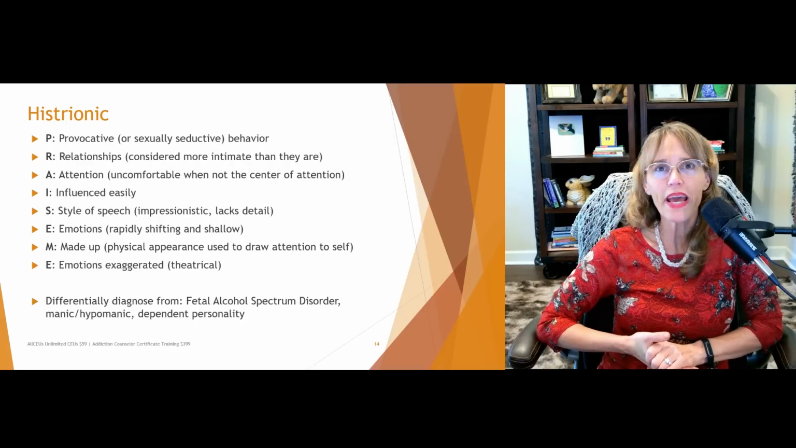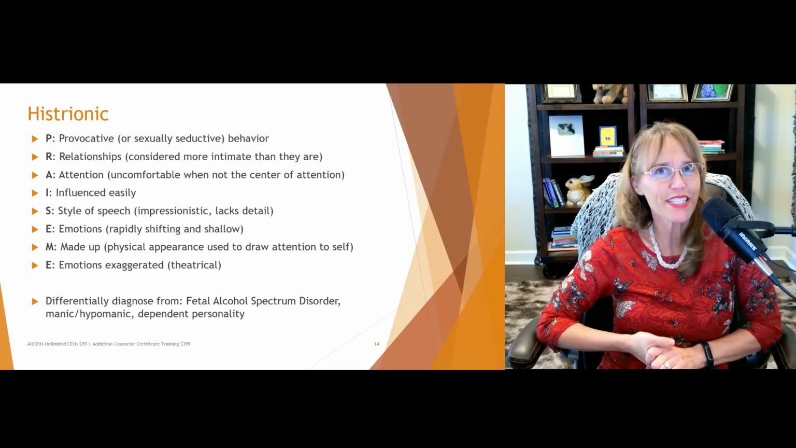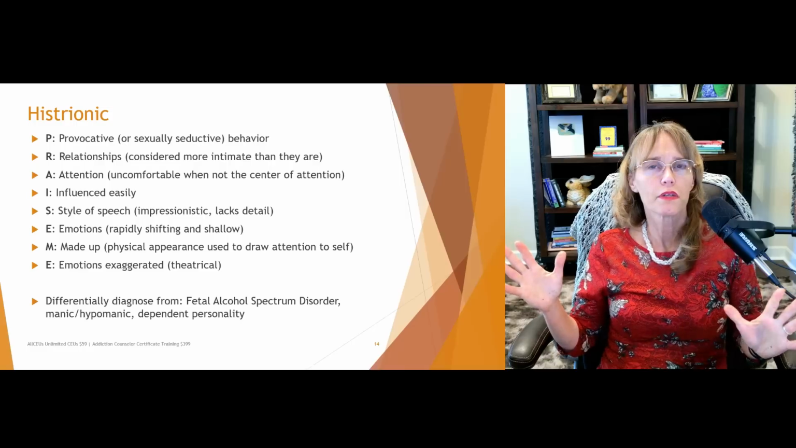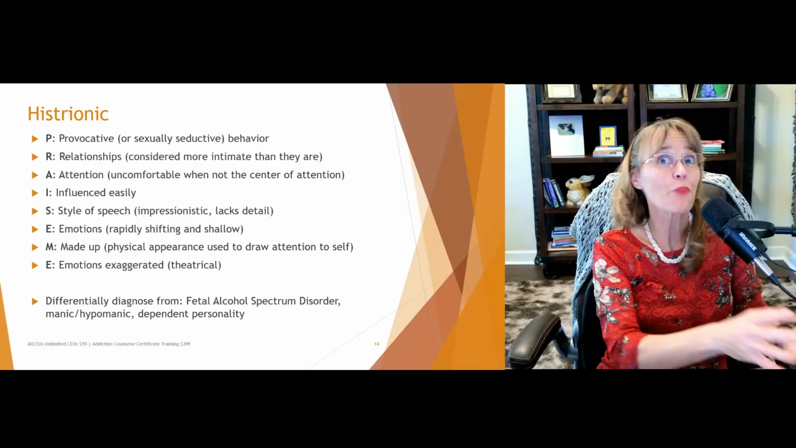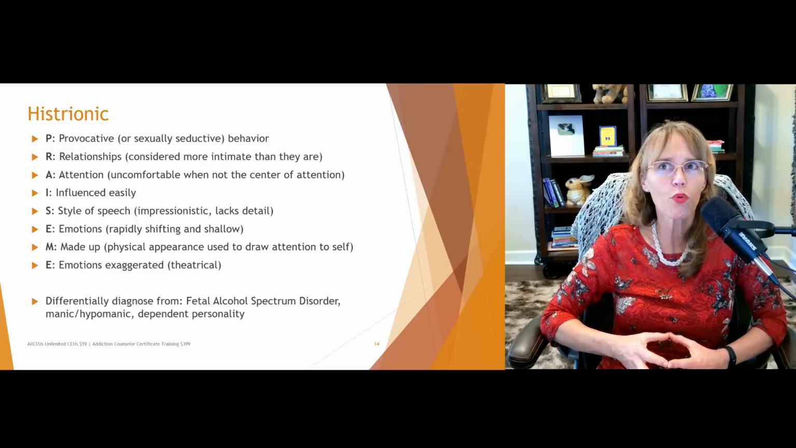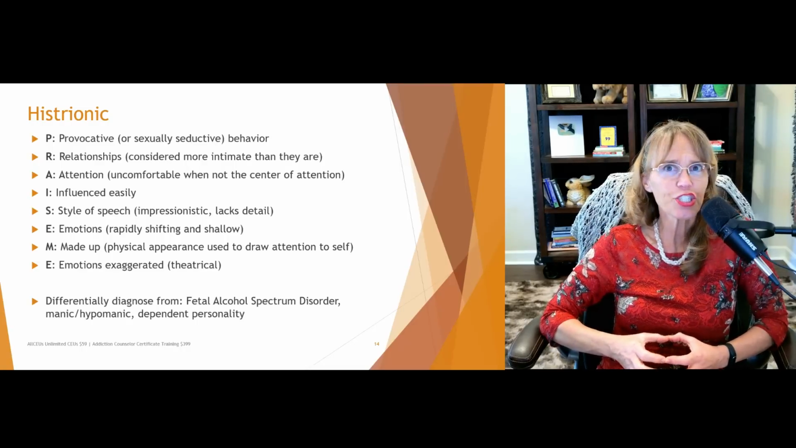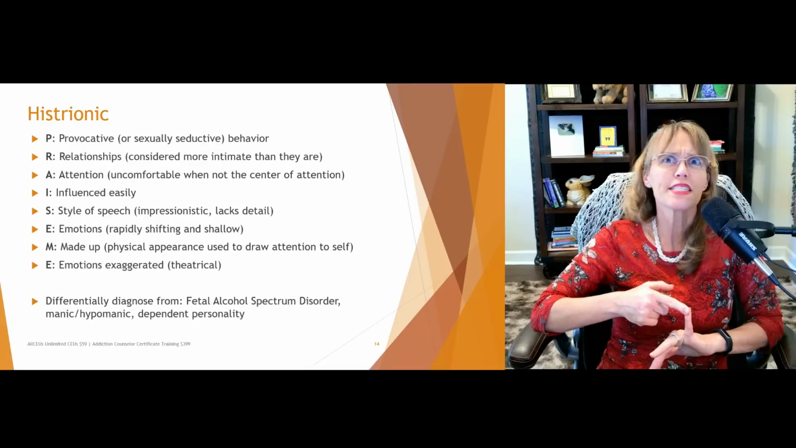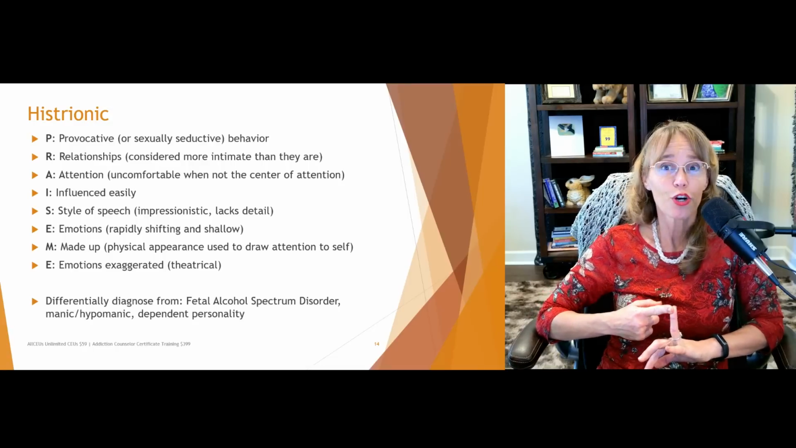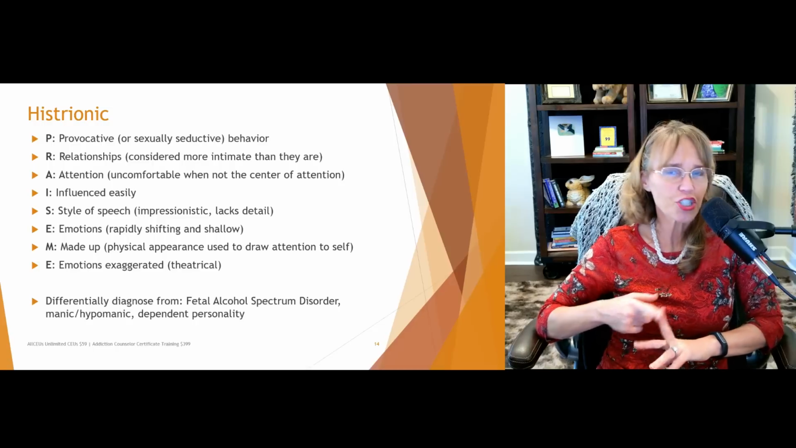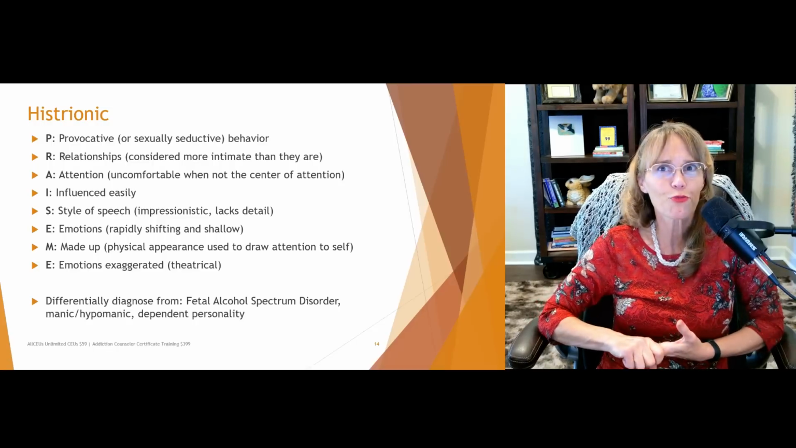These behaviors may have redirected attention to them in order to take attention away from someone else. So the histrionic behaviors may have been a way of surviving. In addiction, we talk about the different roles in the addicted family. We have the hero who always succeeds. We have the mascot who tends to draw attention to themselves. We have the lost child. There are a lot of different roles in there.